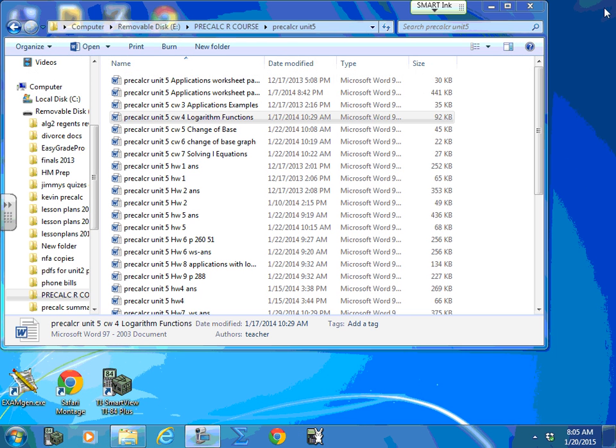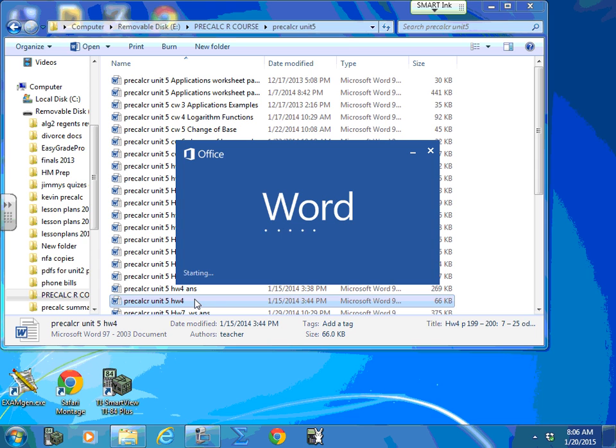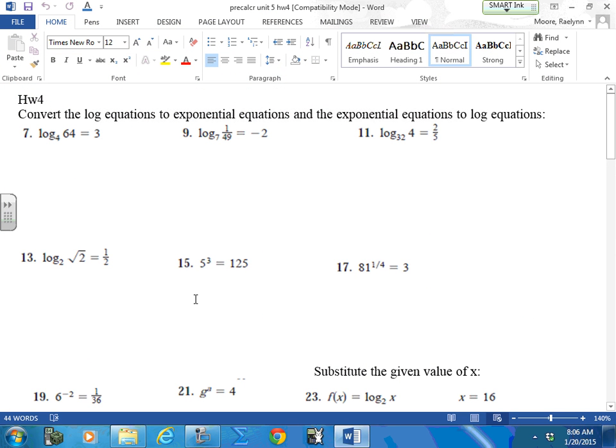I'm going back to the homework that we just went over. All right, let's convert these. We're going to go from an exponential to a log and a log to an exponential function. We're just switching them back and forth.